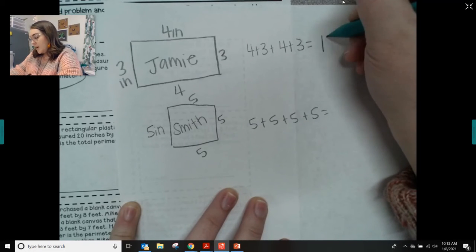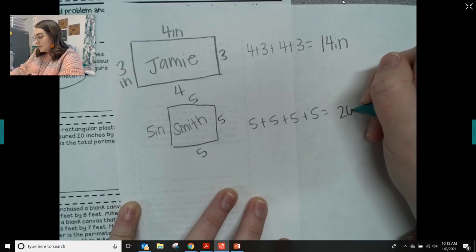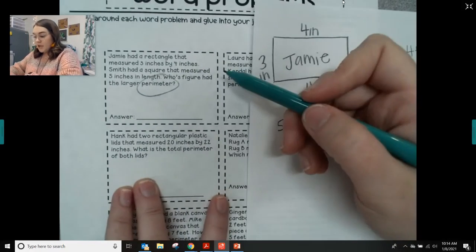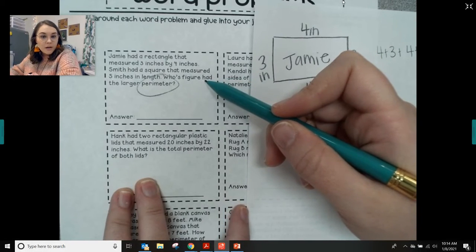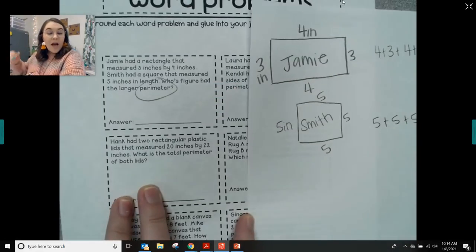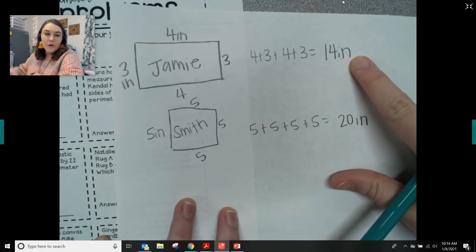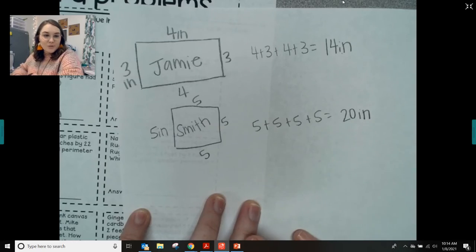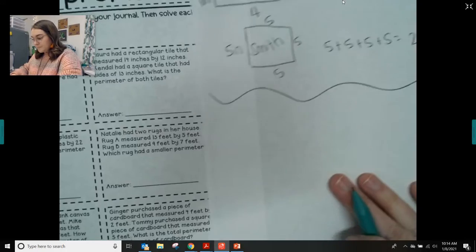So on the first one, I got that Jamie's has a 14-inch perimeter and Smith's has a 20-inch perimeter. Whose figure had the larger perimeter? Well, I see that Smith's has a larger perimeter because Jamie's is 14 inches. I know I hear the phone. It's okay. We're going to ignore it for now. Jamie's is 14 inches and Smith's was 20 inches. Okay, let's go ahead and do a couple more.